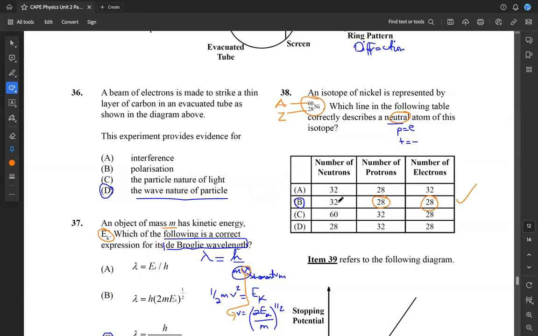And then of course, the number of neutrons would just be the mass number A minus Z. So that would be what? 60 minus 28, right? And that is 32 for our number of neutrons. So all of these line up and that makes sense. Our answer is B, okay?